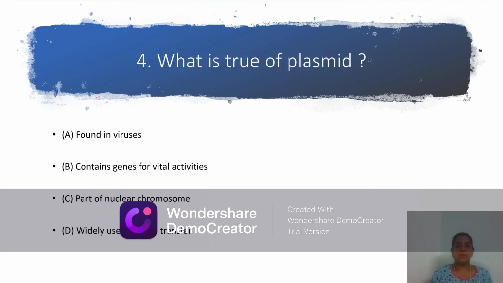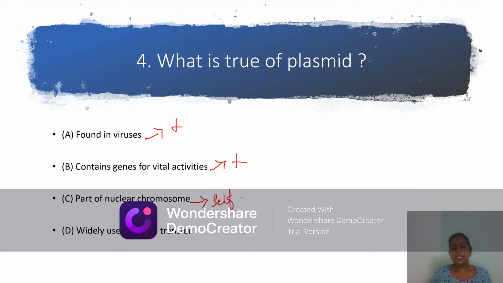Fine. Number 4. What is true of plasmid? Out of the statements, which is true for a plasmid? Option A, found in viruses. No, it is not found in viruses. It is an extrachromosomal double-stranded DNA material mostly found in bacteria, right? Contains genes for vital activities. Not at all. There are no vital activities, right? Then, part of nuclear chromosome? Never.